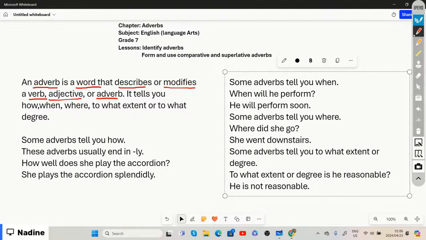And an adverb, right? It tells you how, it tells you when, it tells you where, to what extent, or even to what degree, right?